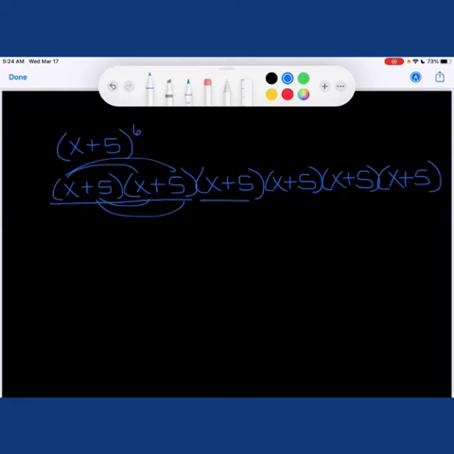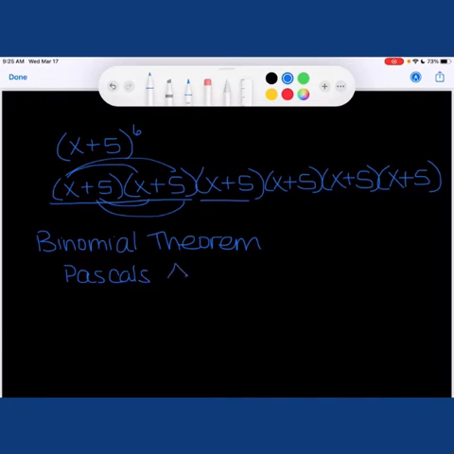So there's a more simple way to do that, and we call that the binomial theorem. It helps us to expand these. In order to use this, we have to know Pascal's triangle. Pascal's triangle is a triangle with a 1 at the very top, and 1's going all the way down on the outside. So like this, that's the first 2 rows.